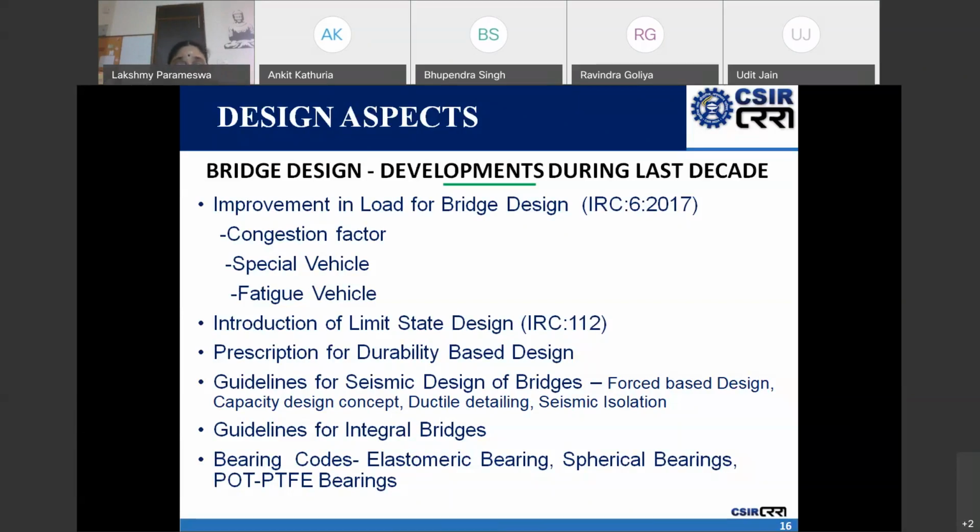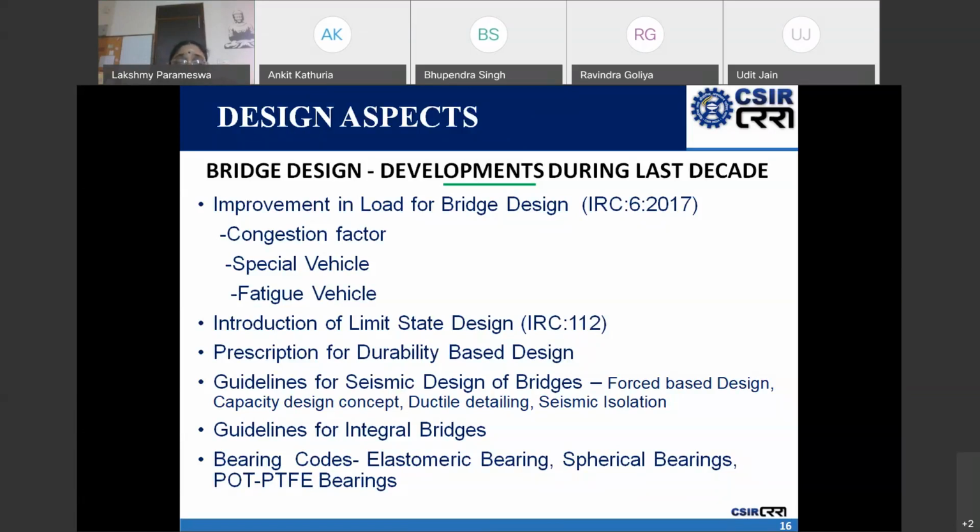So that is also one important aspect, how we are considering the durability for the bridge design. Then, as I told you, the seismic effect or wind effect, these are all important for the bridge design, not only the vertical load, but also the horizontal forces which are acting on the structure.